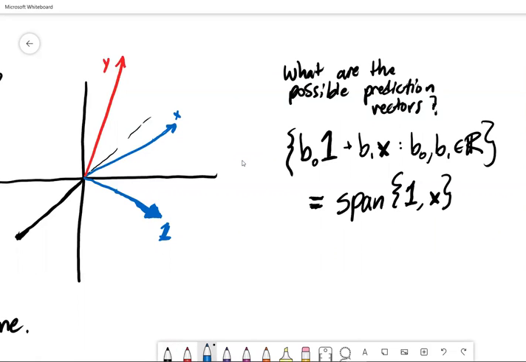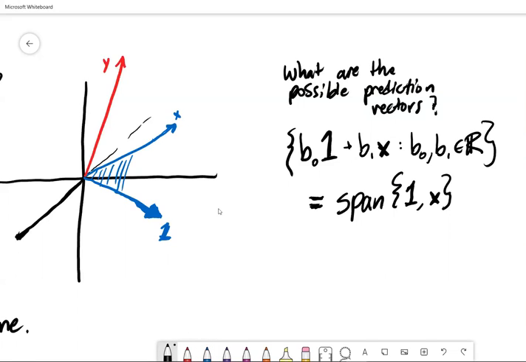All right, let's try to depict that in the picture a little bit. I'm just going to draw some horizontal lines and say there's a plane created by 1 and x. It's not just in between those vectors, it's the entire two-dimensional plane that those vectors live in. That's the set of possible prediction vectors.